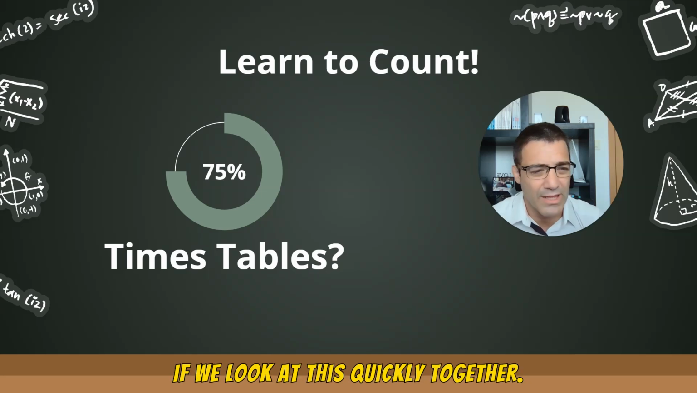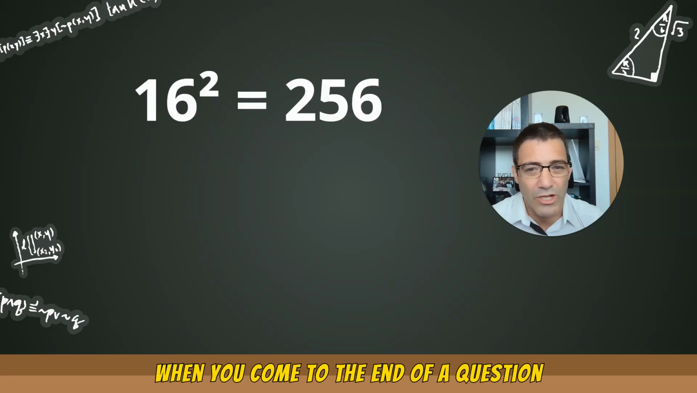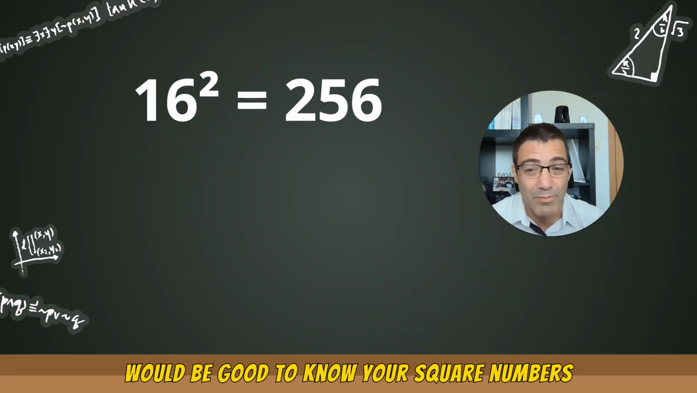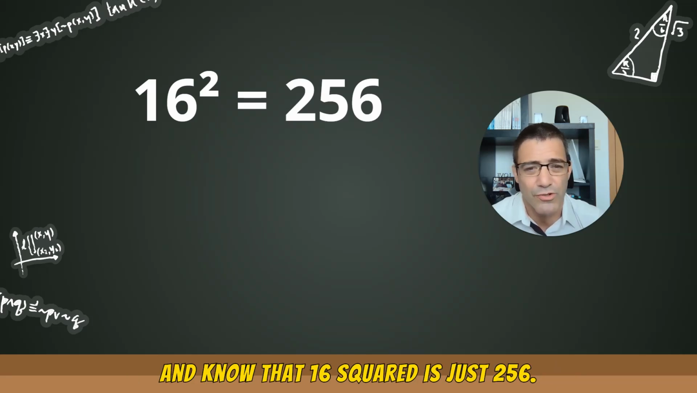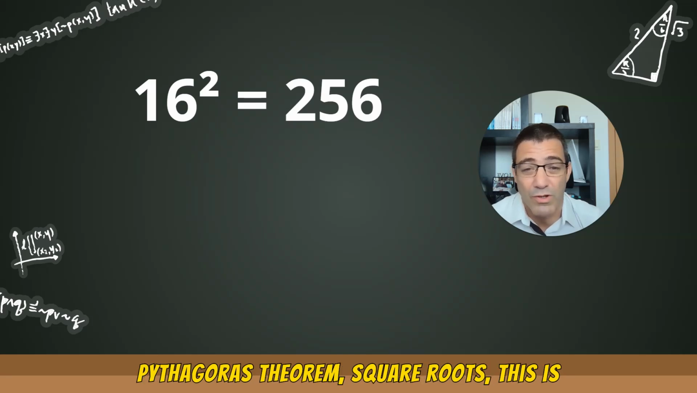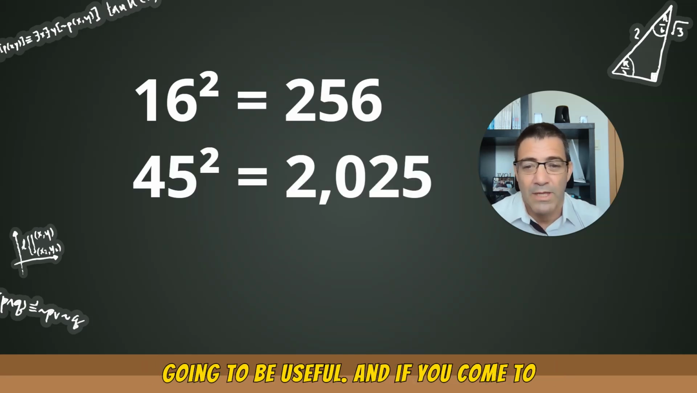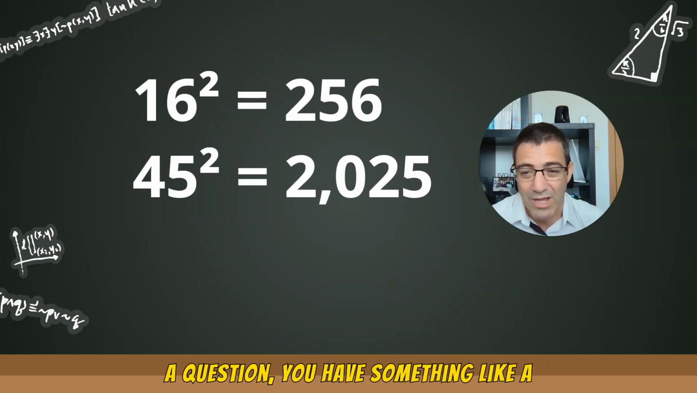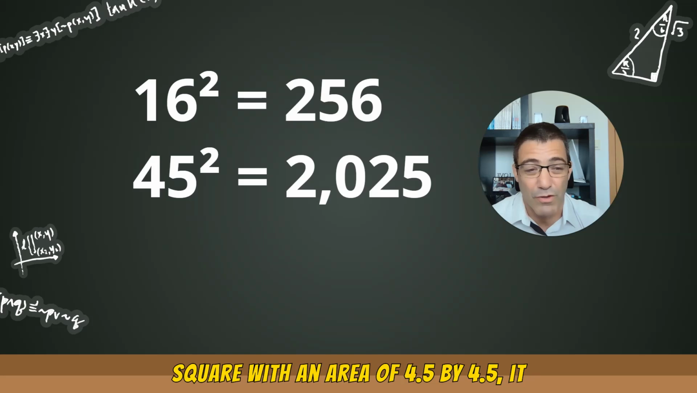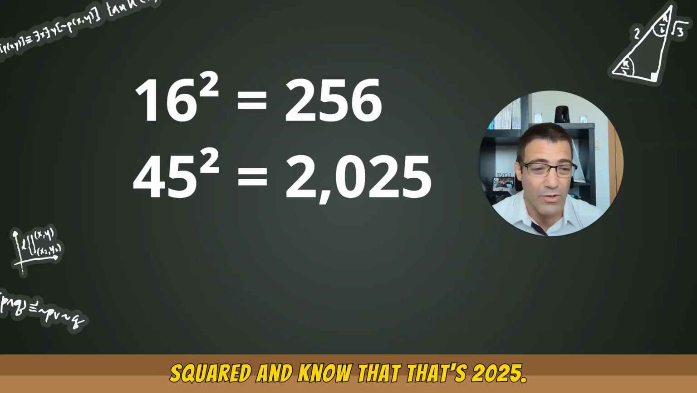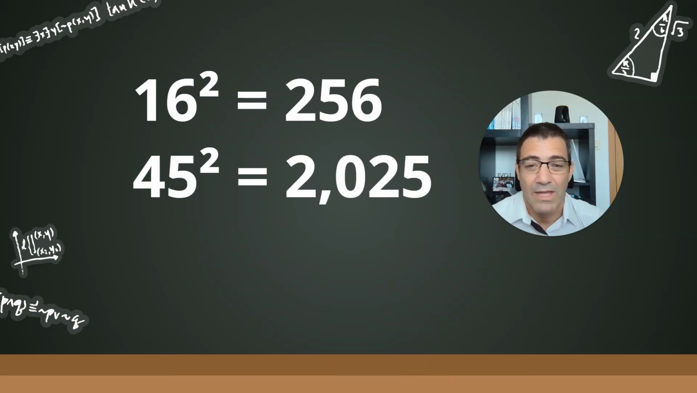If we look at this quickly together, when you come to the end of a question and you get something like 16 squared, it would be good to know your square numbers and know that 16 squared is just 256. Whether you're doing quadratic equations, Pythagoras theorem, or square roots, this is going to be useful. And if you come to the end of a question or in the middle of a question, and you have something like a square with an area of 4.5 by 4.5, it would be nice if you knew how to do 45 squared and know that that's 2025.